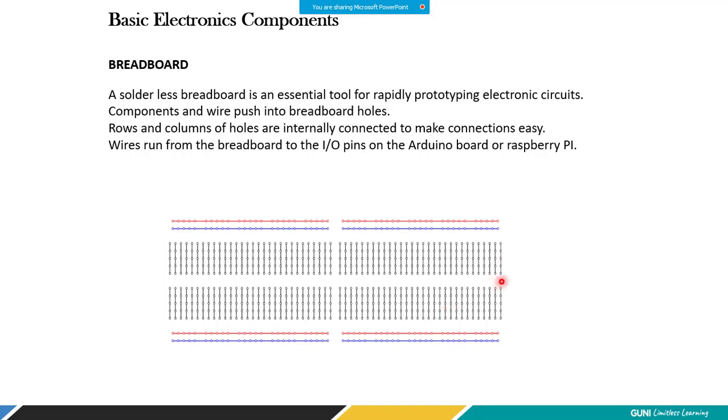So it has rows and columns like this. You can see in this diagram. These rows are internally connected. That means whatever component I connect here, you can see the red light, it has connectivity here, here, and here. So if I want to connect five components in series, I can put them here. Similarly, these lines are shorted like this.